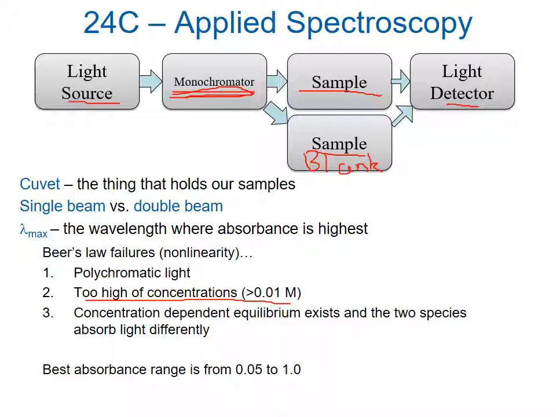Our best absorbance range is going to be in the low absorbances, maybe 0.05 or 0.03, up to 1.0. Depending on the strength of the instrument, sometimes we can extend this a little bit higher, but we're going to be most likely to get linear data in that range. Now, we're going to end up having a lot of noise if we have too little light, and we're going to end up with a lot of error if we have too much light absorbed.